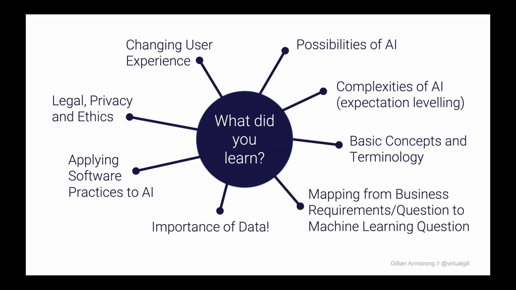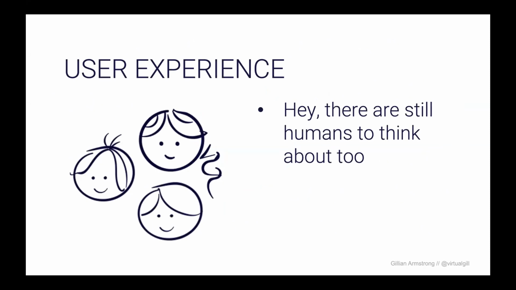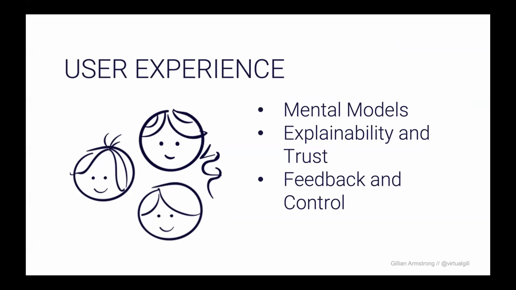And last but certainly not least is the changing user experience. So if you thought your UI and UX developers were going to get off without needing to understand AI, no. I call this one, hey, there's still humans to think about as well. AI really changes your mental models. There's a lot of explainability and trust work you have to do, and a lot of feedback and control. So anywhere where there is AI touching your humans, where they're interacting with it, you need to be very careful how you're explaining to them what's happening, what control you're giving them, and helping them understand, because there's ways that they're going to think about it that you may not immediately think about.